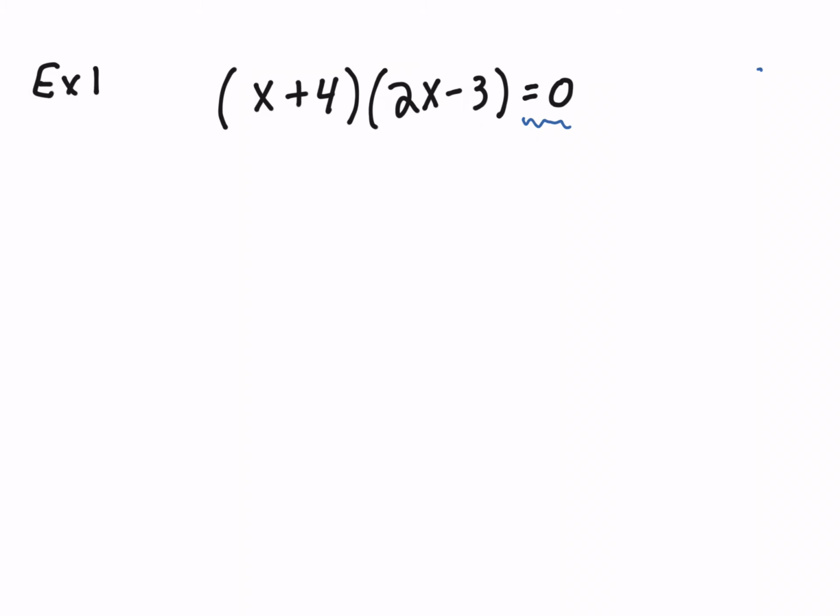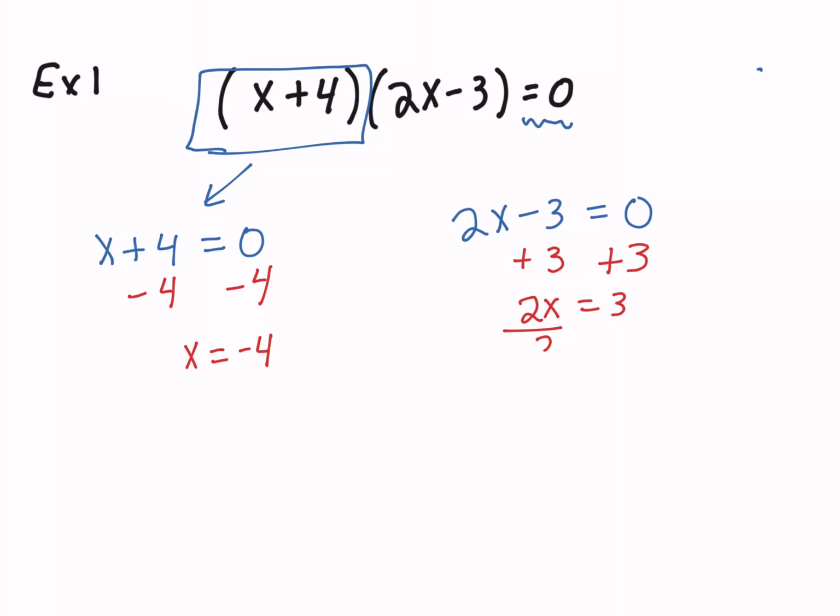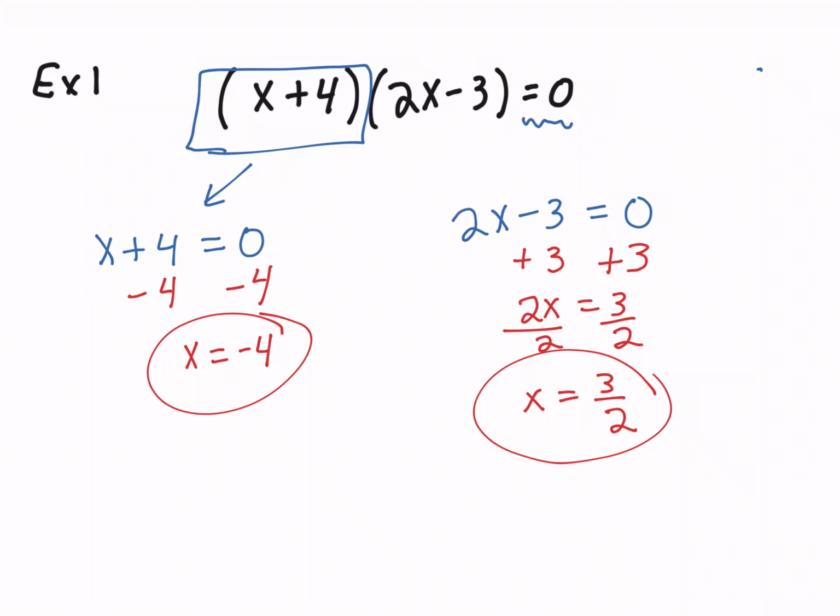It ends up being really easy because they're only 1 or 2 step equations. For the first one, we subtract 4. We get x equals negative 4. For the other one, we add 3. We have 2x equals 3. Then divide by 2. We get x equals 3 over 2. And that's it. Those are our 2 solutions.